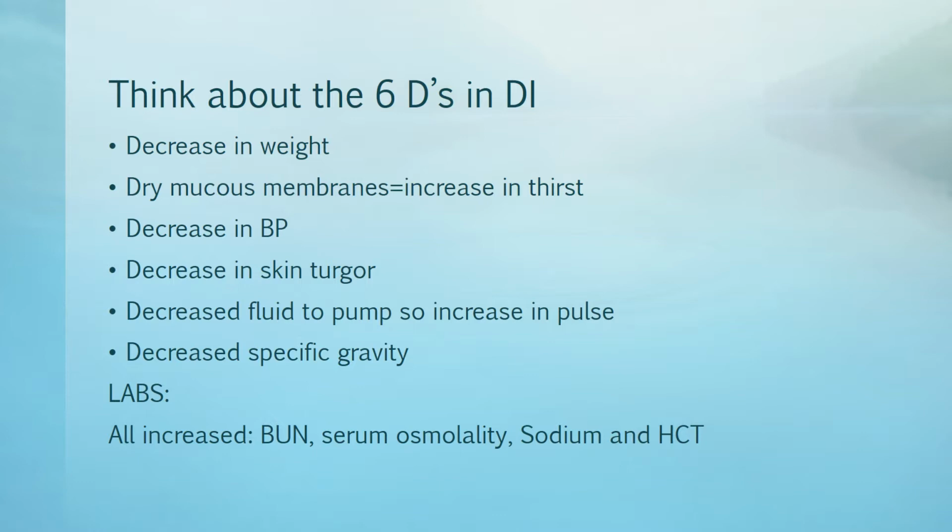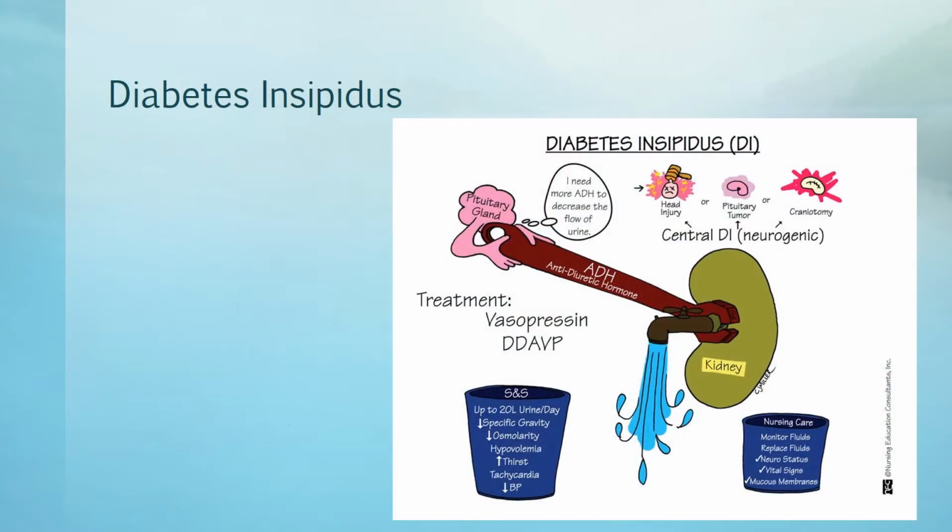Now, turn that around and think about your labs. Now, with your labs, they're all going to be increased. You're going to have an increase in BUN, serum osmolality, your sodium, and your hematocrit. This diagram here is just showing you your diabetes insipidus in a picture to try to help you remember. And I'm going to talk about some of the treatment interventions in the next few slides of what we do.